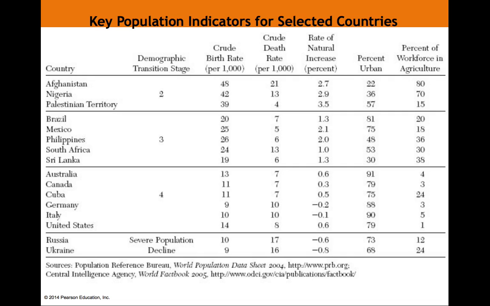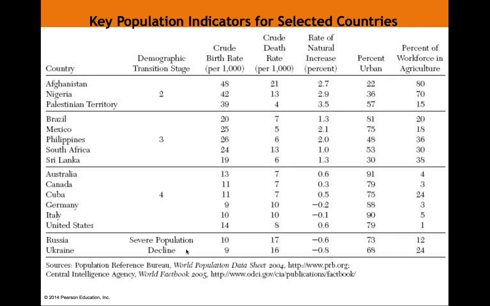So here is another graphic, key population indicators for some select countries. And again, it tells us the demographic stage that these countries are in. Now, mind you, this was back in 2004 and 5. So like I said, Germany by now needs to be in this area along with Russia with severe population decline.